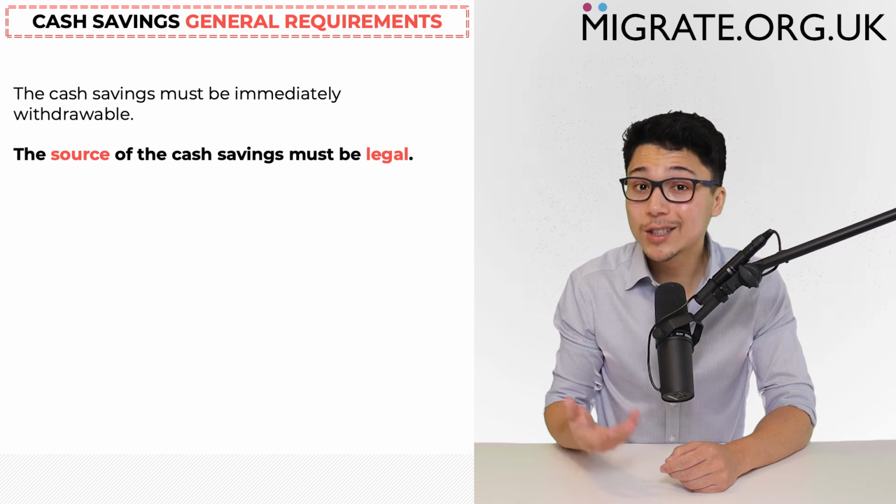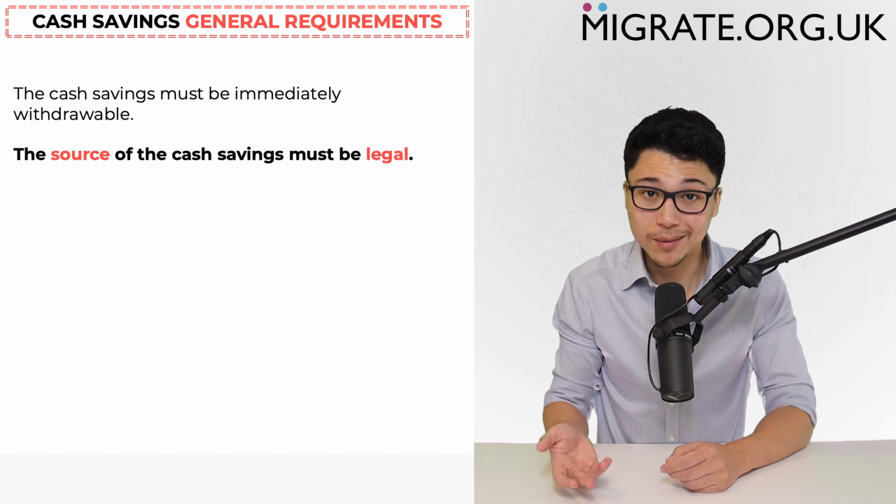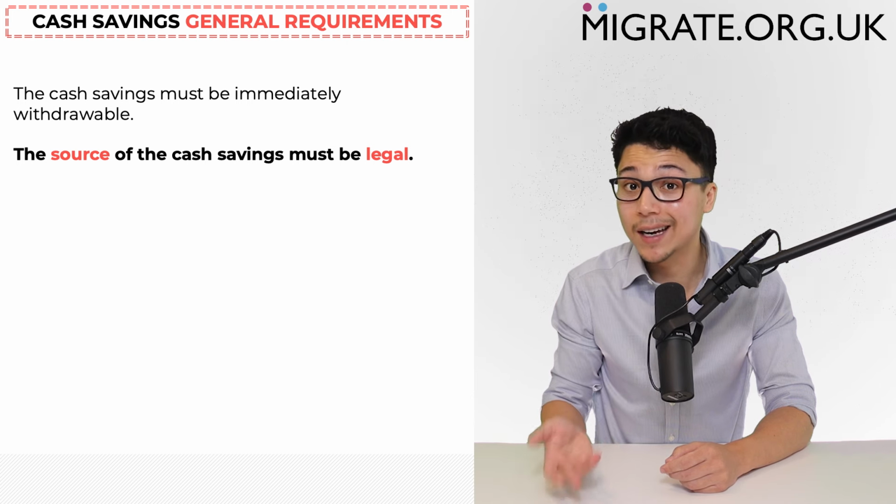The source of the cash savings must be legal, and whilst you need to declare the source of the cash savings, it is generally the case that the Home Office will take your word for it. They will not conduct forensic accounting regarding the cash savings source.